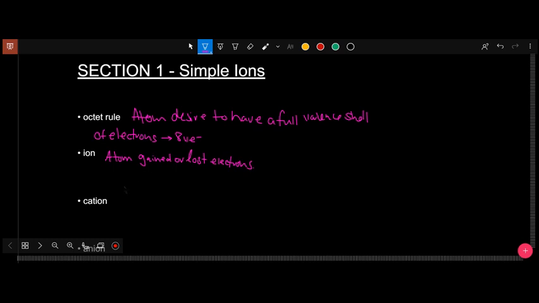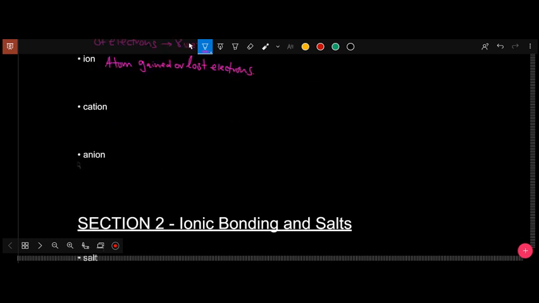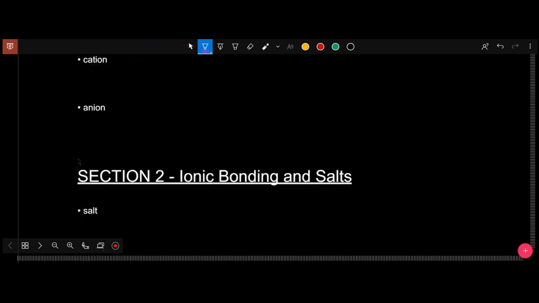So, if you lose electrons, it is what's called a cation. And an anion is an atom that gained electrons. A cation, think cats have paws, or the t looks like a positive. It's a positive ion, meaning an atom that lost electrons. And that's because the electrons had a negative charge.